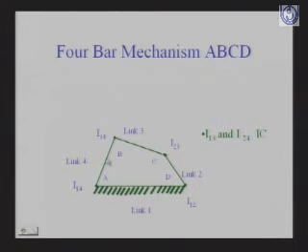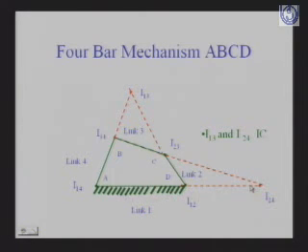Now, the number of instantaneous centers is equal to 6, because it is 4 into 3 divided by 2, so it comes to 6. So far we have identified only 4 instantaneous centers. Now we have to see how to determine the remaining 2. We extend this line, similarly we extend this line, and we get the intersection of these two lines, and we get this instantaneous center. Now we extend this line and this line, and we get this instantaneous center.